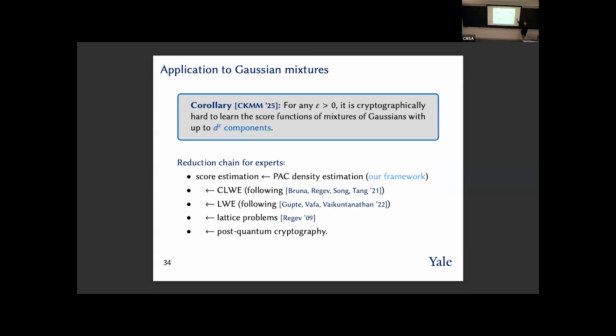And if you're curious about the chain of reductions, our work was saying that score estimation is as hard as this density estimation. And then due to these works, it's known that density estimation for mixtures of Gaussians is as hard as this continuous version of learning with errors, which can be reduced to the original learning with errors, which can be reduced to certain worst case lattice problems. And these lattice problems are actually thought to be secure even in a post-quantum world. So that's a pretty nice notion of hardness. It says that if we could learn these score functions, we could break one of our most promising candidates for post-quantum cryptography.